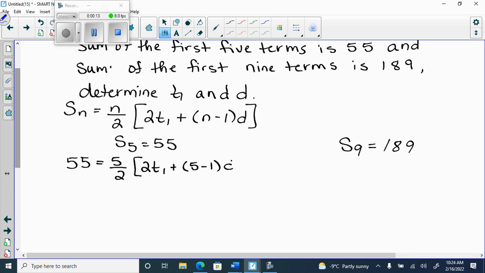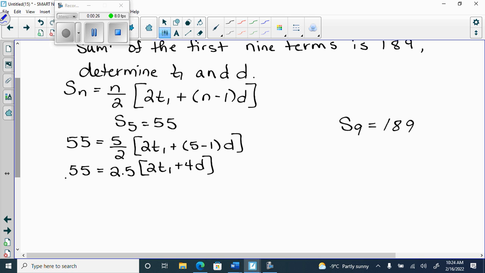So we make sure we fill in the 55 and the 5. Now some people distribute through. Remember I told you I like taking the 2.5 and dividing it over right away, so then my T1s match. 55 divided by 2.5 is what? 22 equals 2T1 plus 40. So I have one equation.